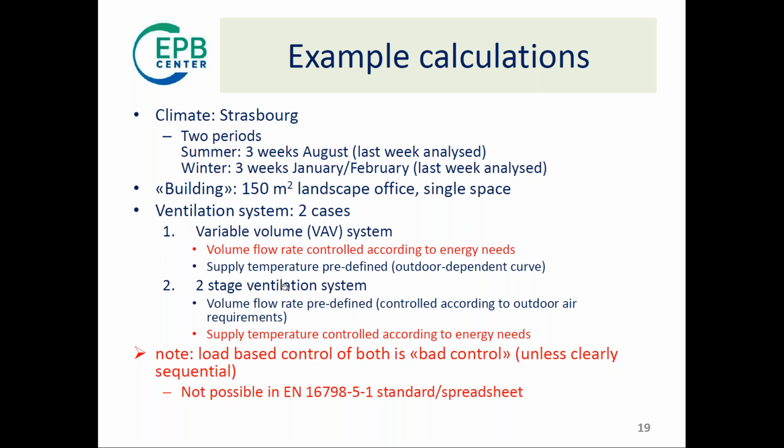The other case is a 2-stage ventilation system. It's just 2 different flow rates that it can run, which is predefined. It can be controlled as well, for instance, according to outdoor air requirements. And the control thing is the supply temperature according to the energy needs.